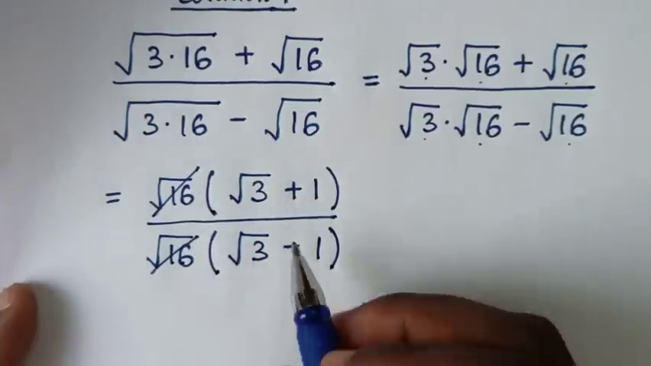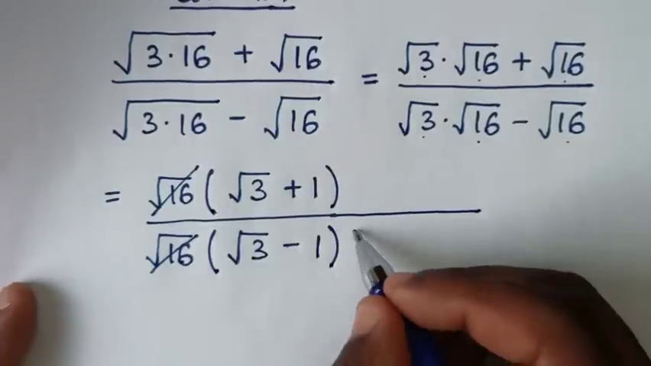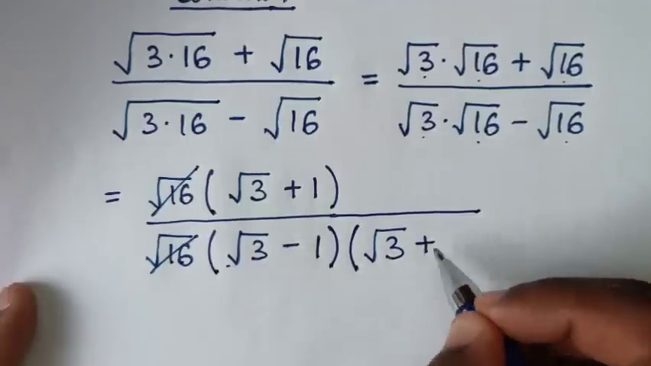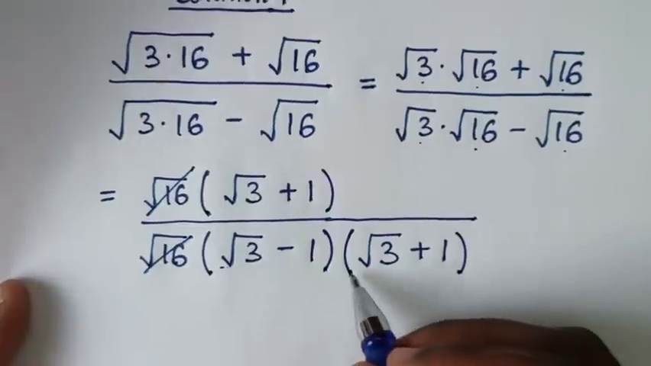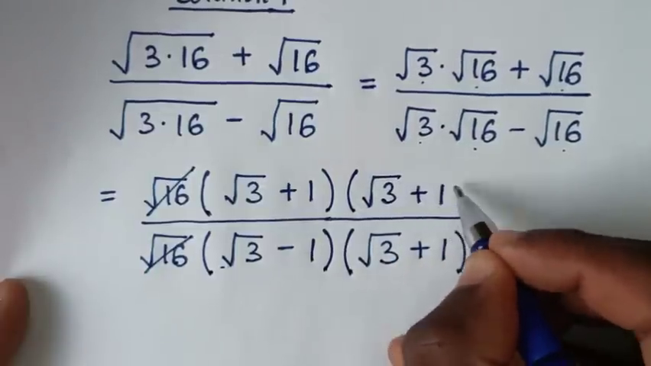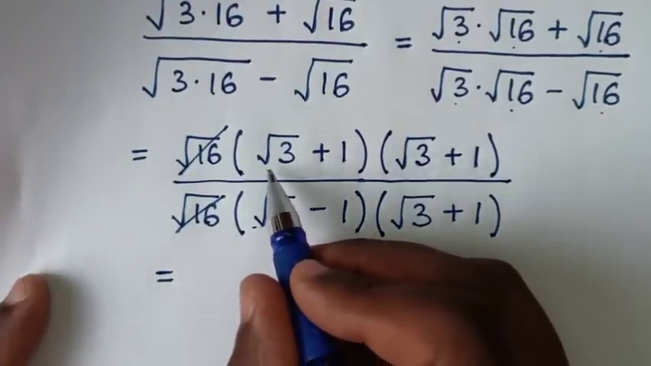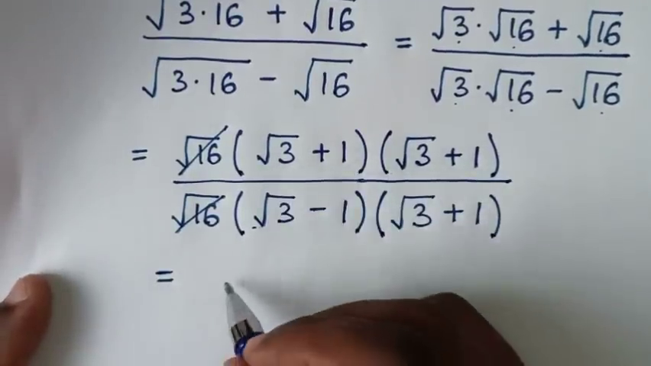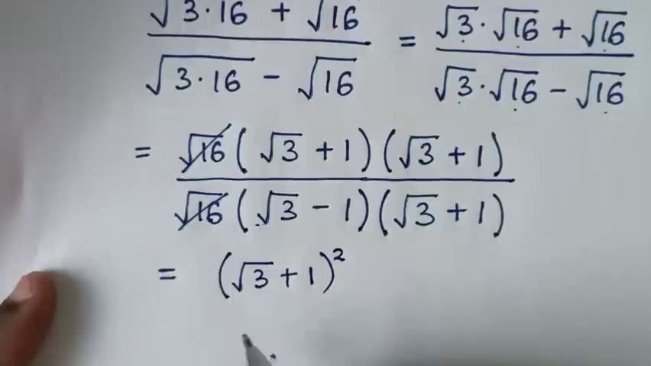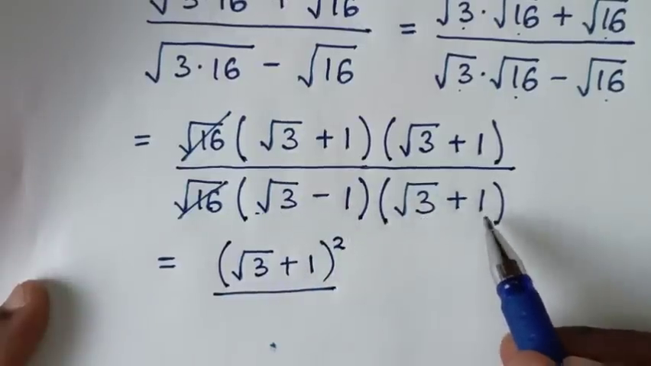Now here, we will rationalize the denominator. So we'll multiply in the denominator by this square root of 3 here, minus here to be positive 1, bracket. So we'll multiply by this also in the numerator, so it will be bracket square root of 3 plus 1, bracket. Then it will be equal to square root of 3 plus 1 times square root of 3 plus 1, it will be square root of 3 plus 1, bracket square. Then over, in here, square root of 3 minus 1 times square root of 3 plus 1.